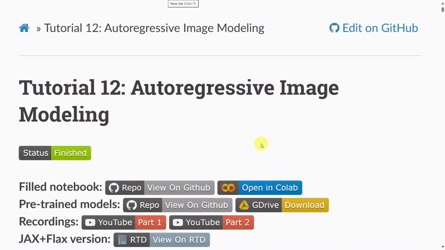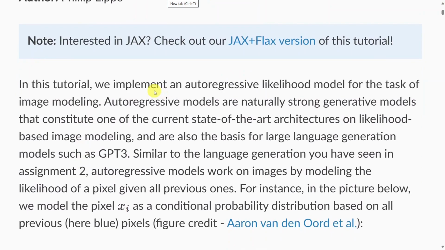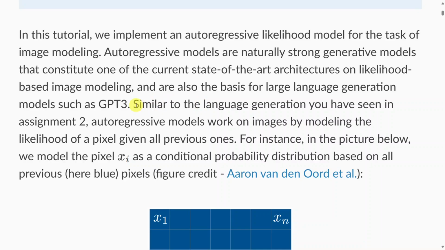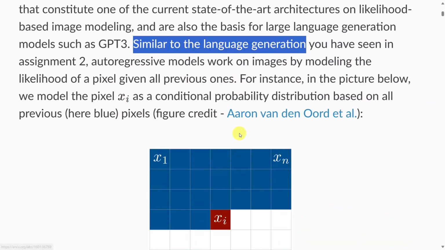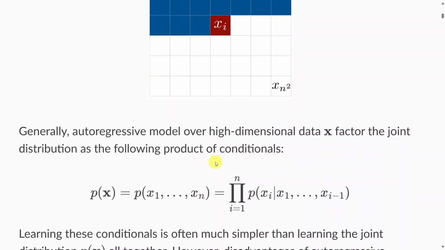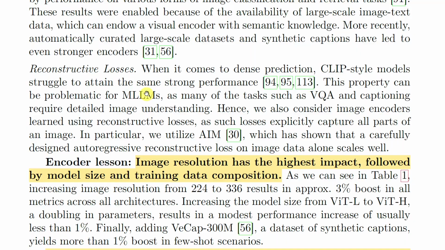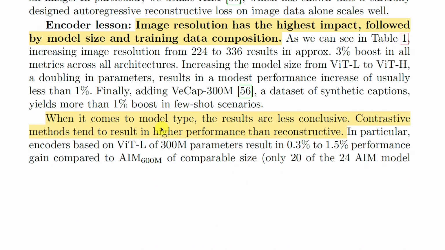Similarly, what is autoregressive image modeling? It's similar to language generation, where the autoregressive models work on images by modeling the likelihood of a pixel given all previous ones. You can see given all of these, it tries to predict what is Xi. This is the conditional probability, Xi given X1 to Xi minus 1. So generally an autoregressive model over high dimensional data X factors the joint distribution as the following product of conditionals. So these are the two kinds of losses that were tried when testing for this model.